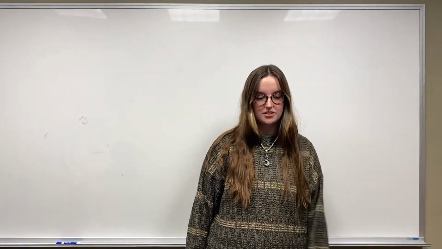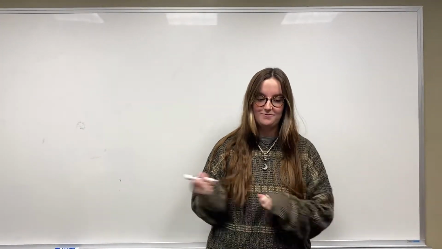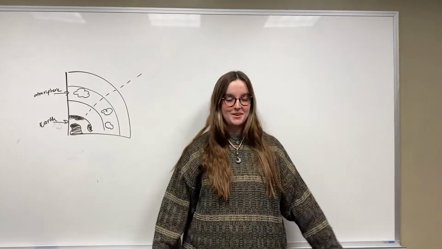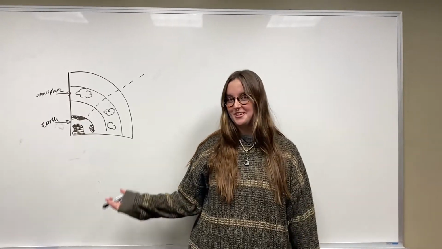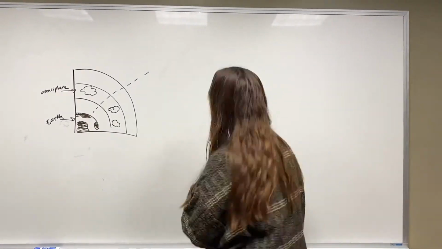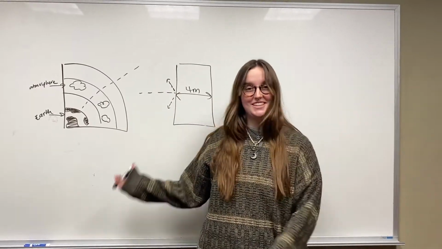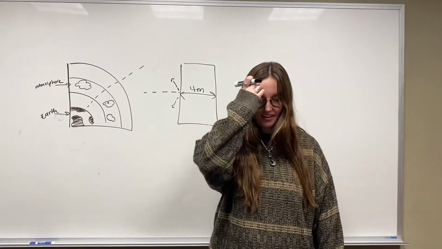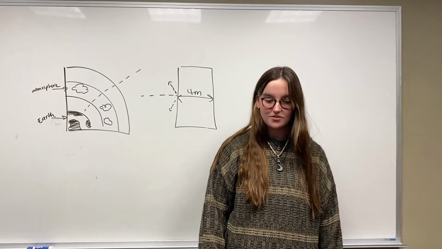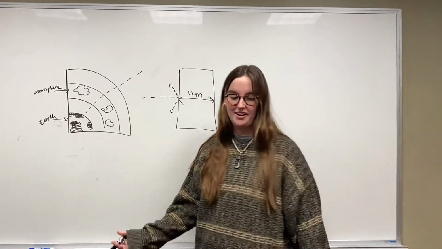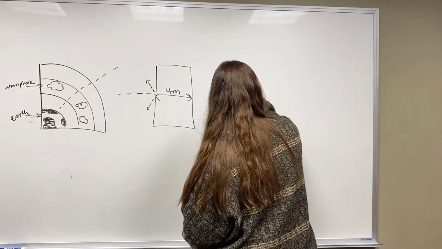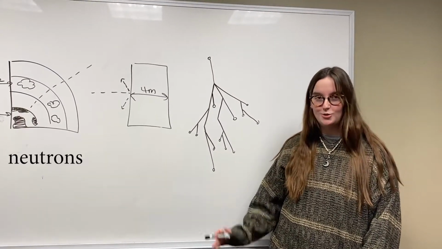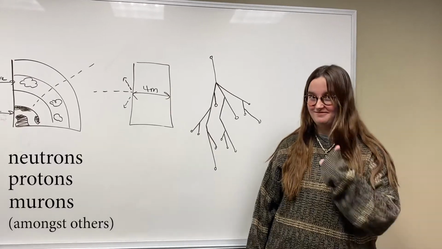Particles eventually reach Earth's atmosphere, traveling at high speeds. Many of the particles are not powerful enough to make it through the atmosphere, which is the equivalent of hitting a concrete slab that's 4 meters thick. So instead they impact atomic particles of oxygen and nitrogen, creating a cascade effect. These secondary particles include neutrons, protons, and neurons.